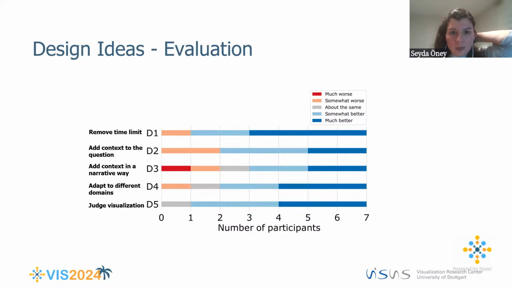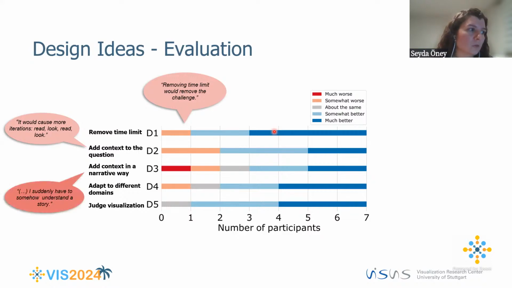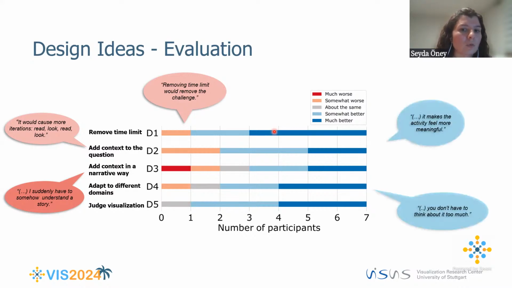So they argued that removing the time limit would also remove the challenge, and adding context to questions would cause the cognitive load to be higher because you would have more text. Similarly for the narrative way, they would need more steps to understand the task. But mostly they were positive regarding these ideas. And for the domain adaptations, they also said it would make the questions more familiar and relatable.